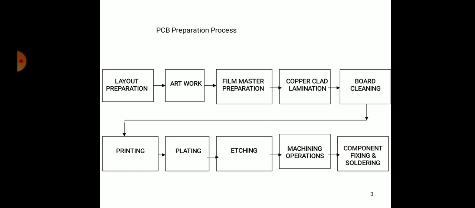After etching we do the machining operation, that is making the drills and holes by using different machines. After that, at the end, we fix the components, and after fixing that we solder the component leads. By this we complete the PCB preparation. Now we discuss one by one.